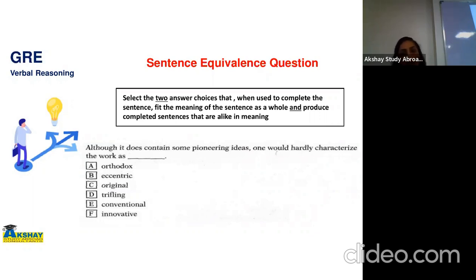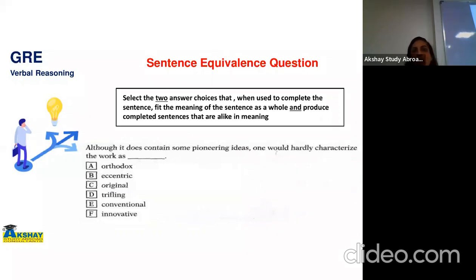Now would you let me know where the division is? In the sense, at what point can you divide this sentence? After the comma, right? Although it does contain some pioneering ideas, one would hardly characterize the work as. So the second part contains the blank. That means for the textual clue, you look into the first part. Although it does contain some pioneering ideas, would you let me know the important word in the first part? Pioneering, perfect.